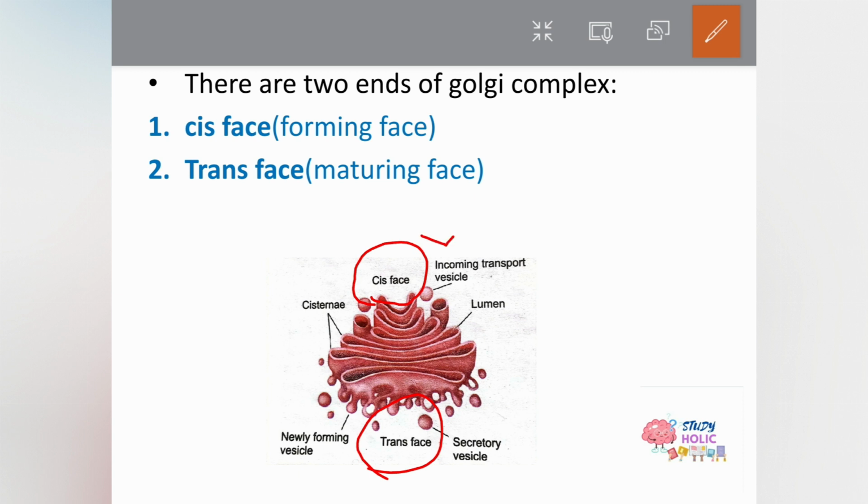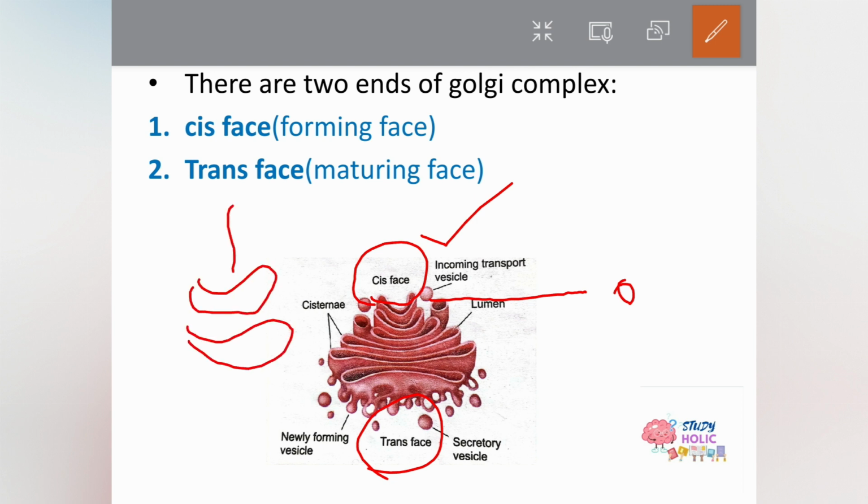Now, over the cis phase, what happens? There is the constant fusion of the vesicles from the smooth endoplasmic reticulum. These are the vesicles, and this leads to the formation of new cisternae like this. These stacks are formed from the cis phase. And the cis phase, also known as forming phase, is convex in shape. Here you can see this face is convex.